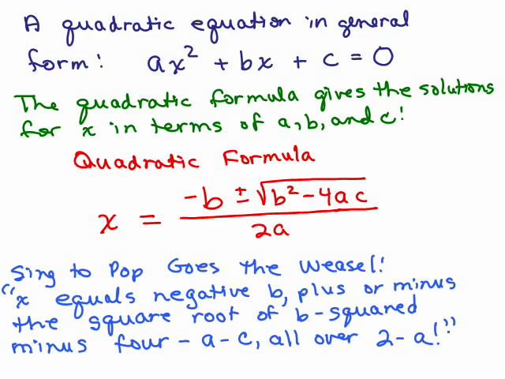You ready? X equals negative b plus or minus the square root of b squared minus 4ac all over 2a.